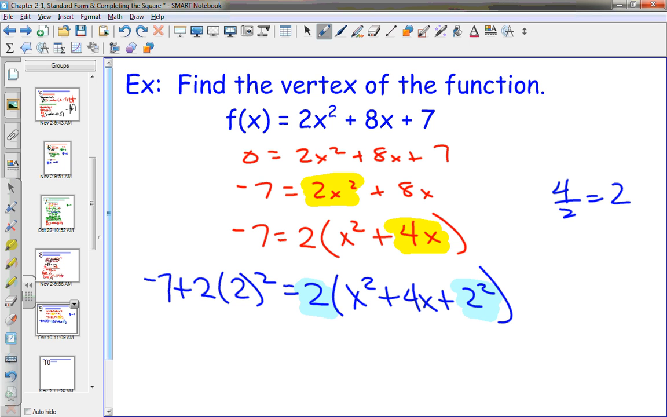Basically, whenever you just split it in half, and then you can just add it, whatever's on the outside of the parentheses, you multiply it by that, put it on the other side. Every time.